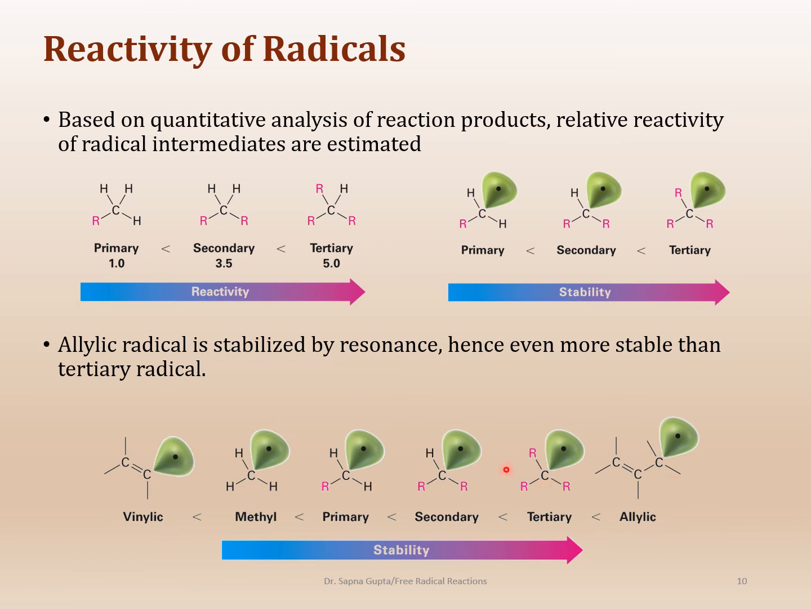Then the tertiary is more stable than secondary, then primary, then the methyl, and the vinylic is not very stable at all because you can't have extra electrons on something that is already full of electrons, which is the pi bond already. So this is the order of stability, which yes, you must know, so that you can predict what kind of products will be formed.